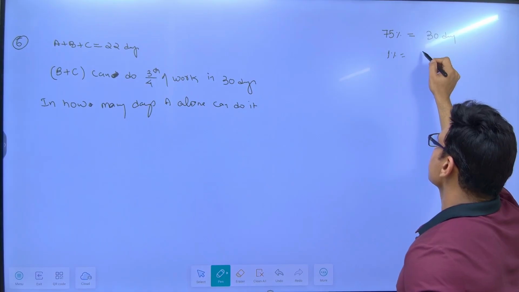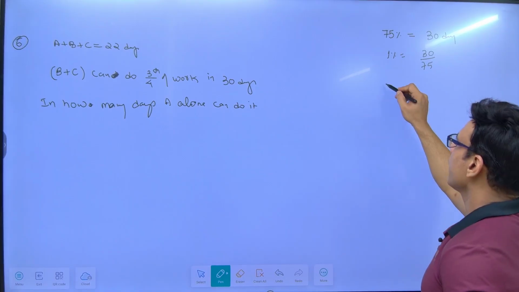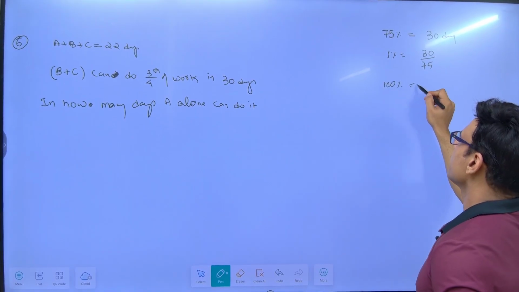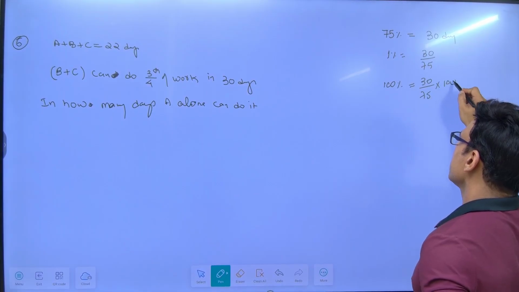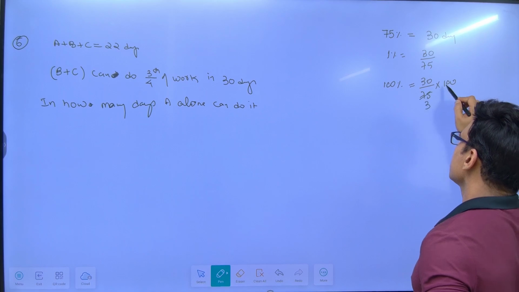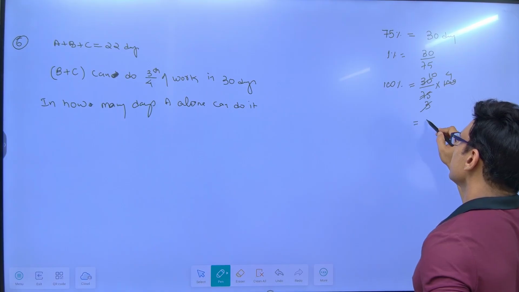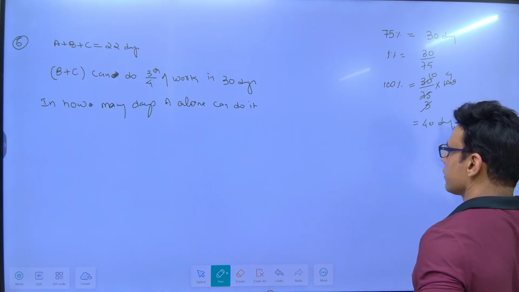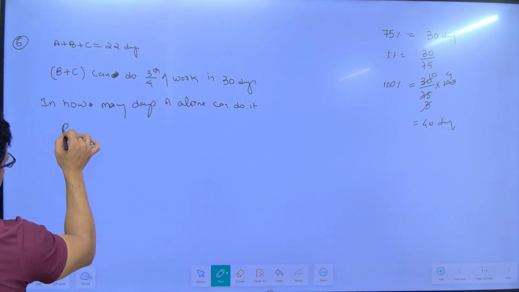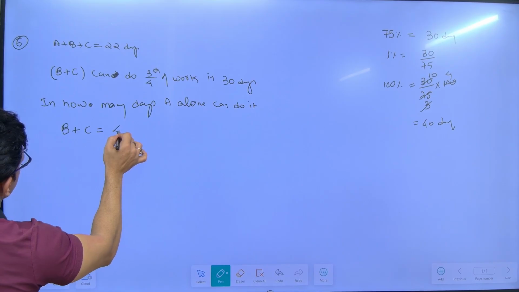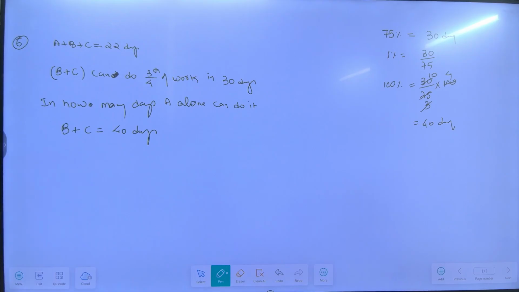1% will be what? And 100% of work will be what? 30 by 75 into 100, right? 25 3s are 75, 25 4s are 100. That means I can write B plus C can do it in 40 days.